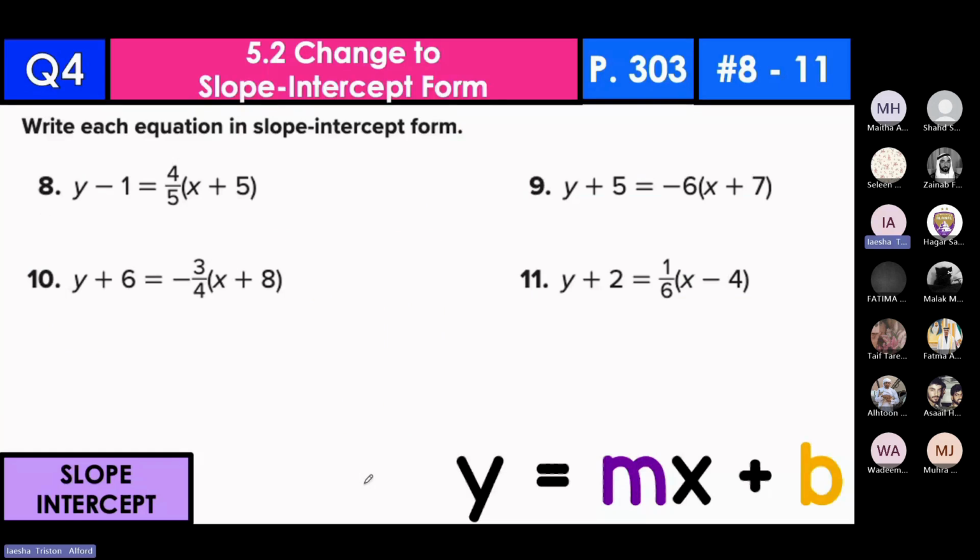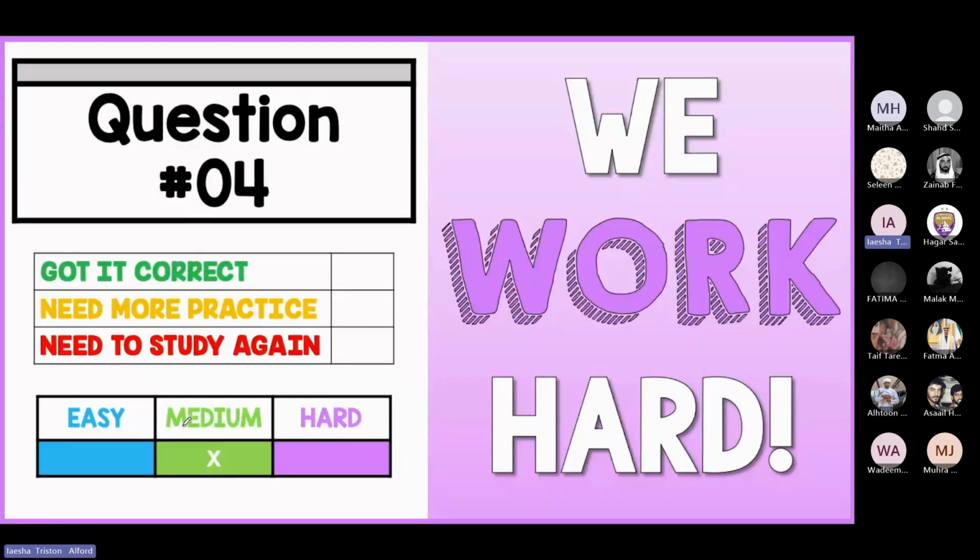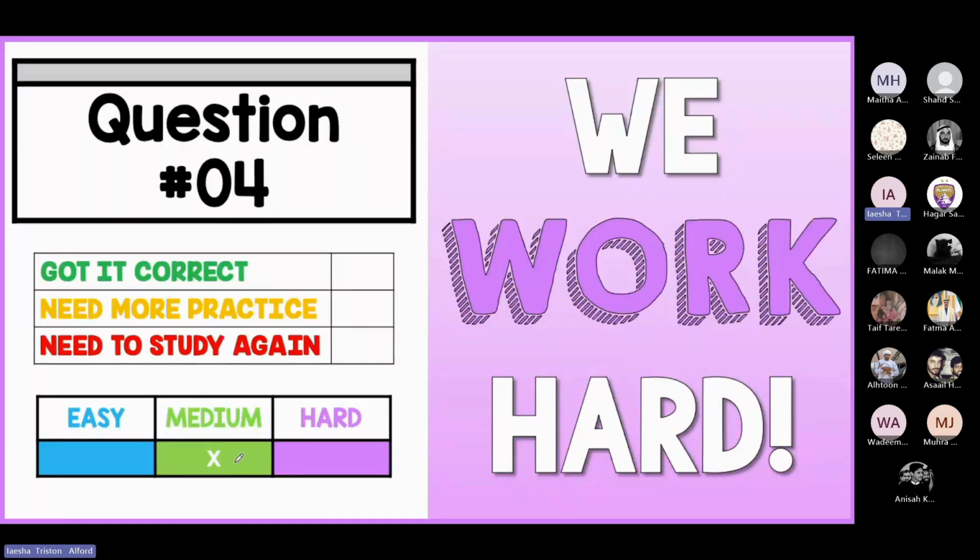So that's question number 4. There's 4 questions to practice. They want you to take the point slope and change it to slope intercept. Okay. This question, we marked it as medium. Check. Did you get it correct? You need more practice, or do you need to study again?